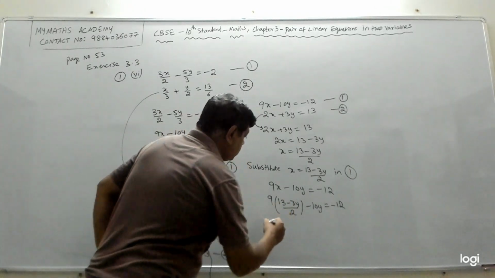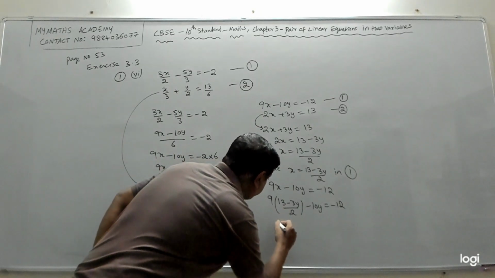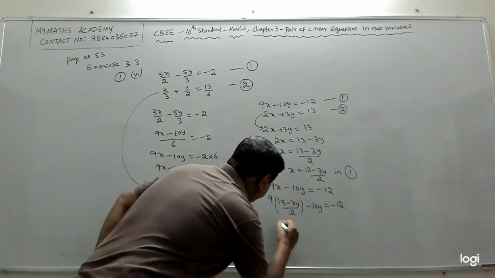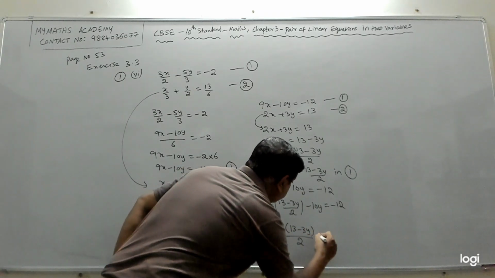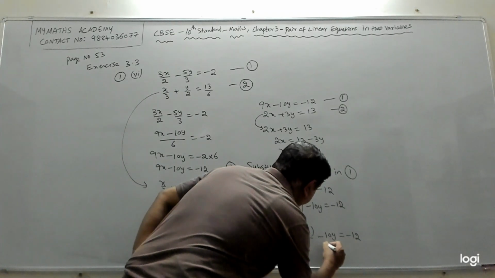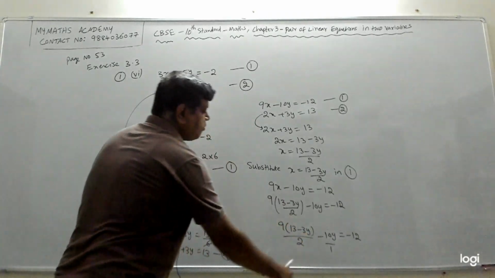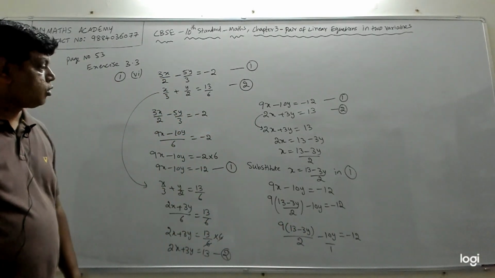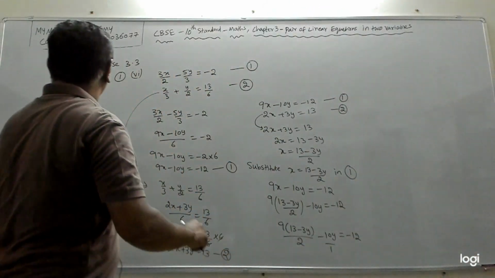So now what do we get? This is by 2, so we can't cancel these two. So we write this as 9 into 13 minus 3y by 2 minus 10y equal to minus 12. So we can treat this as by 1. Then we need to do fraction subtraction. So how do we do fraction subtraction? I'll do it here.